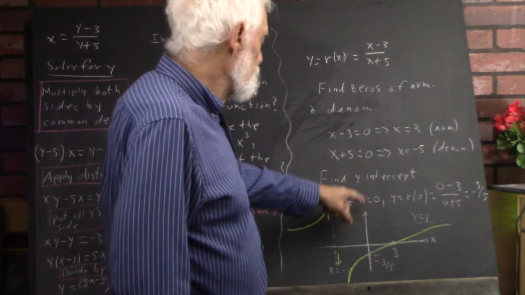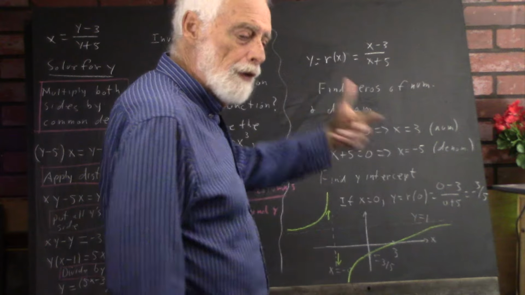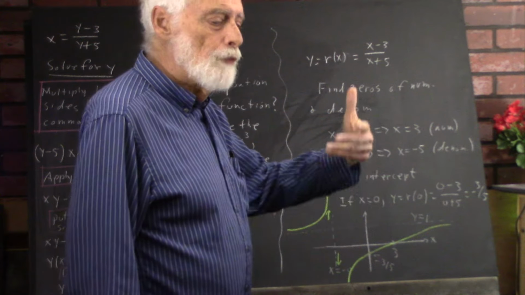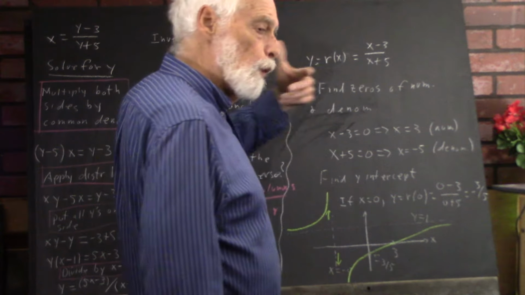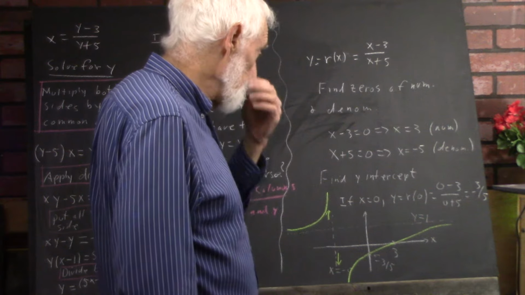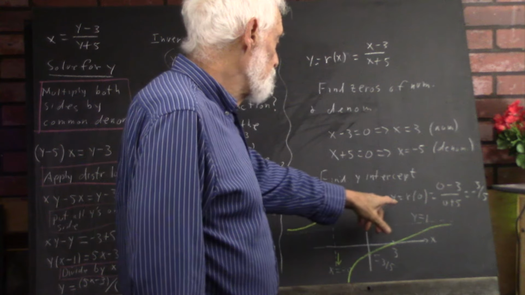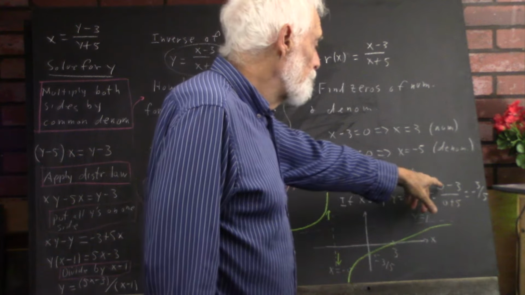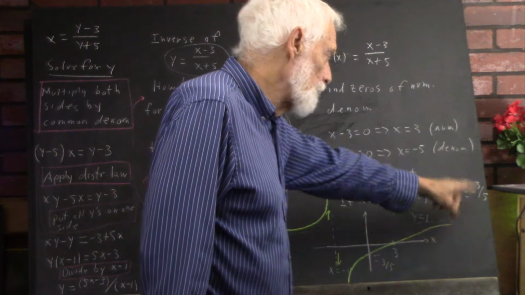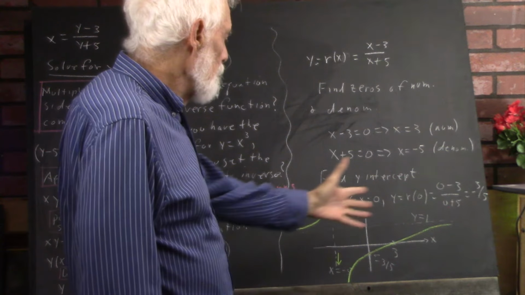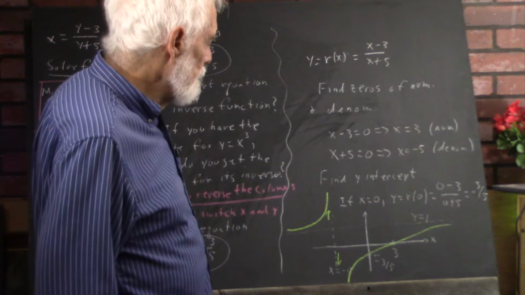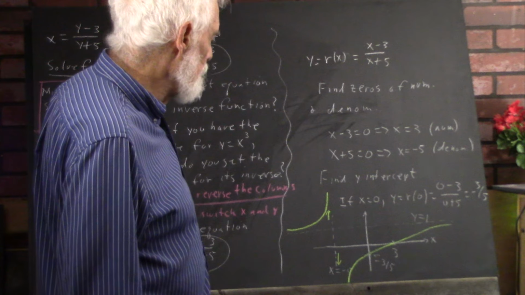We find the y-intercept, meaning we find the value of the function when x is 0. The value of y when x is 0, that's going to be the y-intercept. If x equals 0, y equals r of 0. 0 minus 3 over 0 plus 5, that's negative 3/5. We put all that together and we get a reasonable picture of the graph.